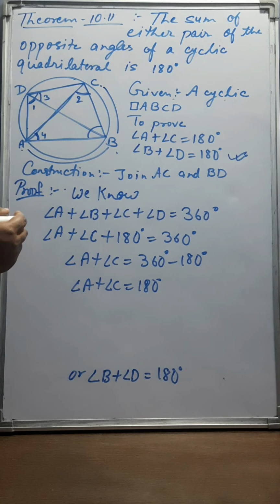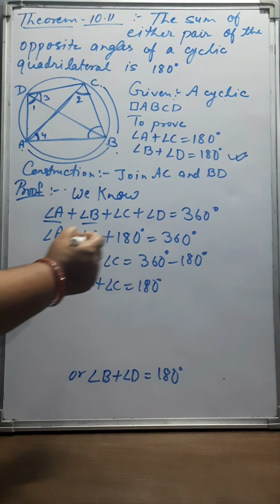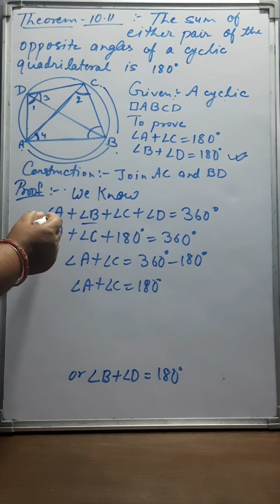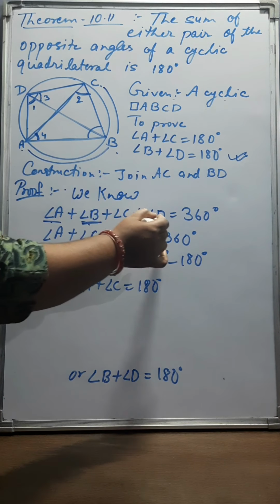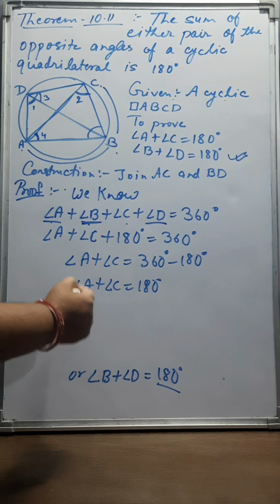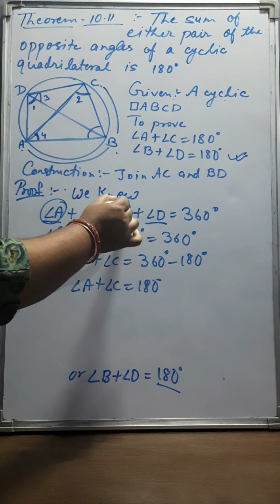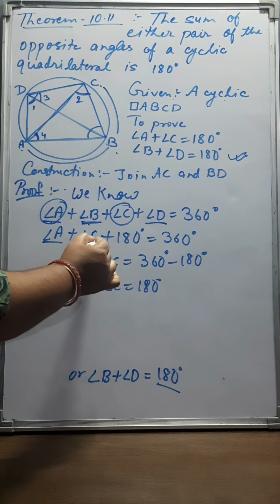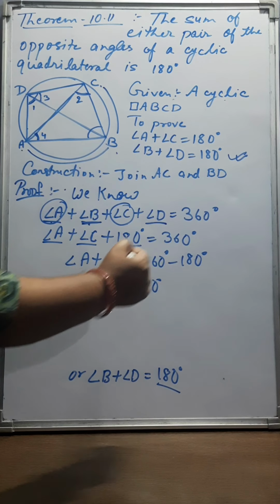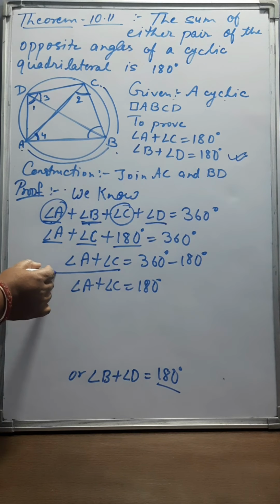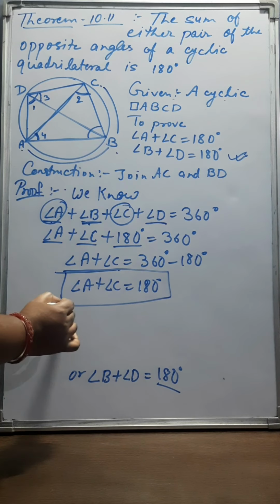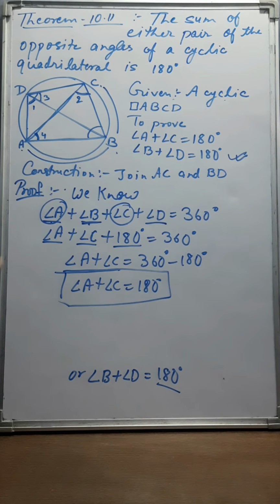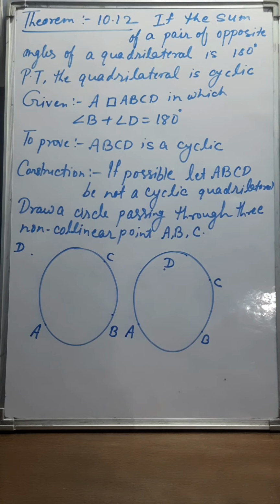Also we know that the sum of the angles of a quadrilateral is 360 degrees. So we can write angle A plus B plus C plus D is equal to 360 degrees. In place of B plus D, we can write 180 degrees, so we are left with A plus C. We can write A plus C plus 180 degrees is equal to 360. Taking 180 to the other side, 360 minus 180 gives A plus C is 180 degrees. Thus we got the opposite angle sum is 180 degrees in a cyclic quadrilateral.